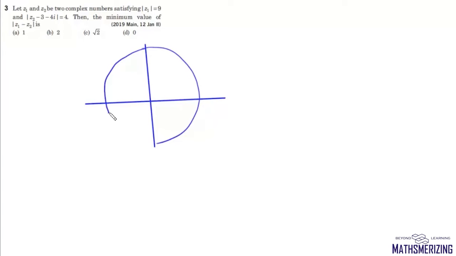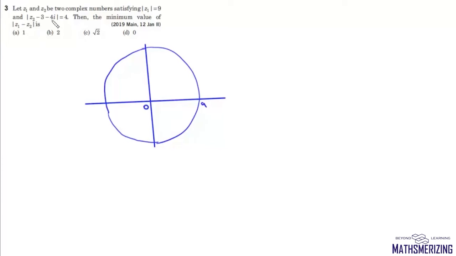Now here the question is, let z1 and z2 be 2 complex numbers satisfying mod z1 equals 9 and mod of z2 minus 3 minus 4 iota is equal to 4. Then the minimum value of mod z1 minus z2 is. Now we'll draw the axis. Now this first complex number z1 will lie on a circle with center at origin and radius equals 9 units. So it will be this circle. So center at origin, and this is 9 units.